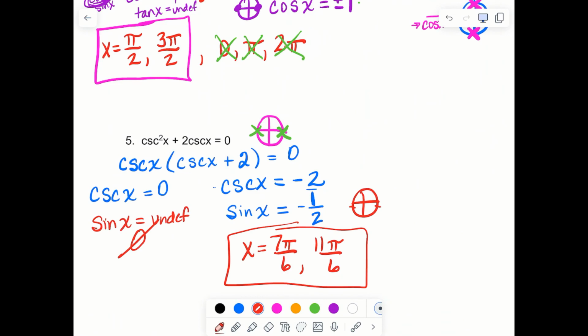Key things, make sure you have 0 on one side before you factor. Do your factoring, isolate the trig function, and go to the unit circle.